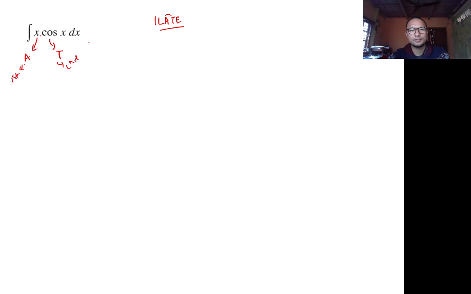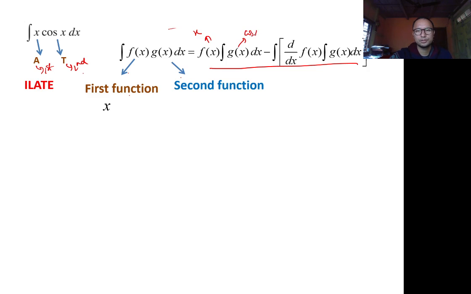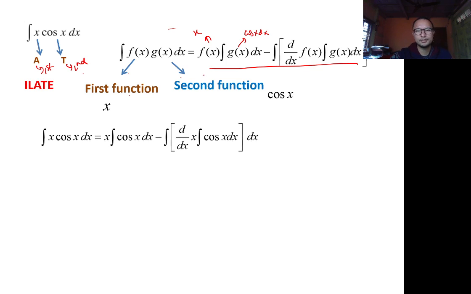Okay, this is algebraic, and this is trigonometric, right? Then I have the first and second functions. Just remember this formula. According to ILATE, the first function is algebraic, so the first function is going to be your x, and this is going to be the second function, cos x. That's it.